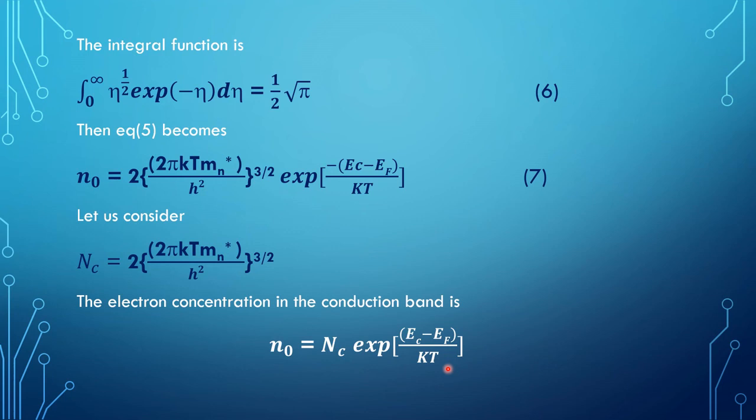That is N0 equal to NC exponential minus (EC minus EF) divided by KT. Why do we write EC minus EF here? We already talked about this topic: because the conduction band energy is higher than the Fermi energy. So here we write EC minus EF. This is the final part of the electron concentration in the conduction band, N0 equal to NC exponential minus (EC minus EF) divided by KT.